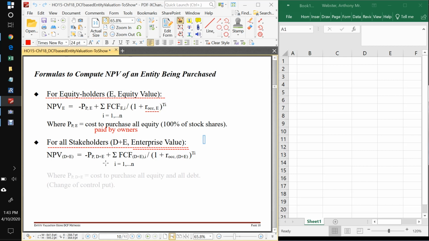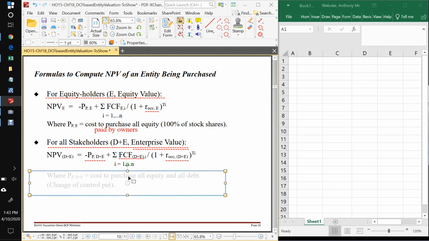Okay, so this is going to look very similar, except now we're going to say this is the price to buy all of the firm's debt and equity. And I'll explain more about that in a second. And these are going to be these unlevered cash flows that are available to all stakeholders here. And then we're going to have a different opportunity cost of capital that applies to all stakeholders. So we have a cost of capital here just for shareholders, and we have a different cost of capital here if we're valuing to everybody.